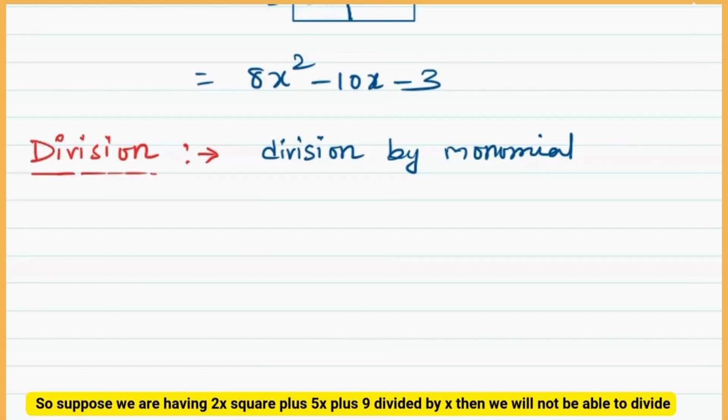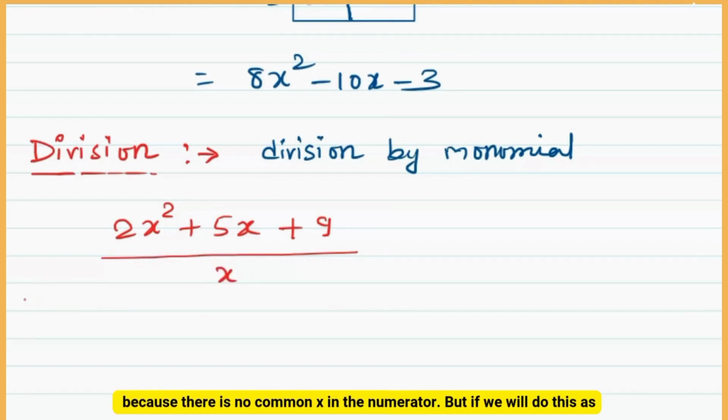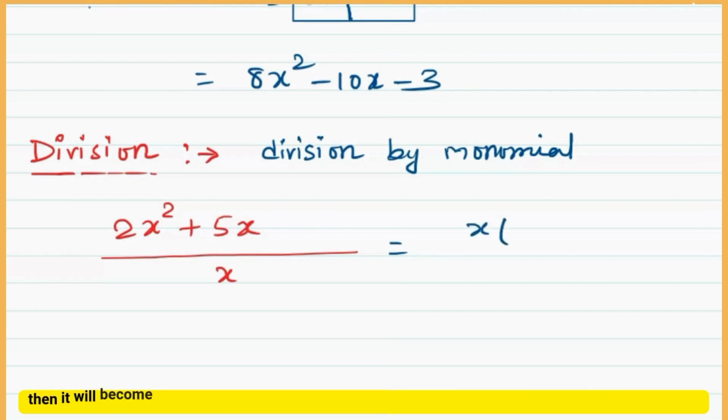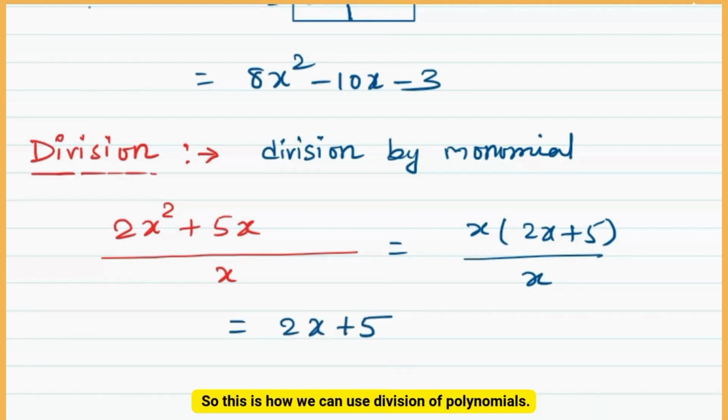So division by monomial. Suppose we have 2x square plus 5x plus 9 divided by x, then we will not be able to divide because there is no common x in the numerator. But if we do just 2x square plus 5x divided by x, then we can divide. We can take x common from the numerator, then it will become x times 2x plus 5, divided by x. So now x can cancel out, so we'll be getting 2x plus 5. So this is how we can use division of polynomials.